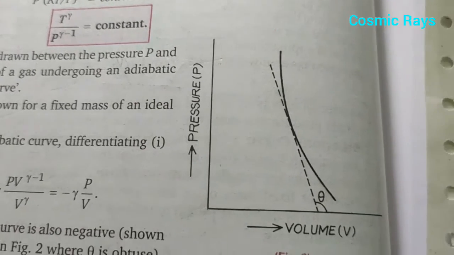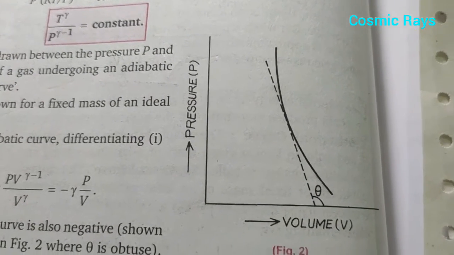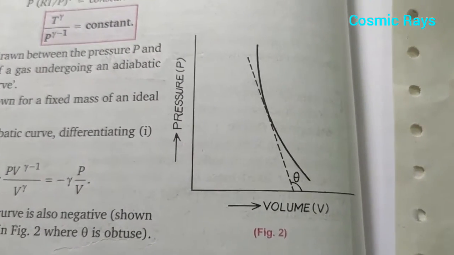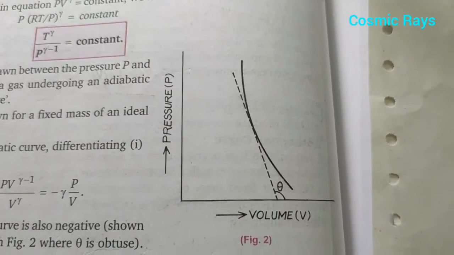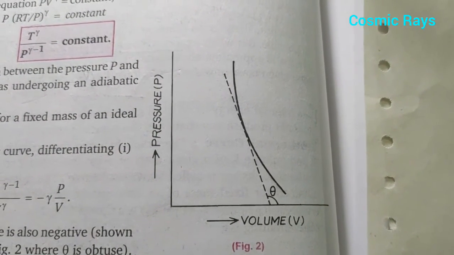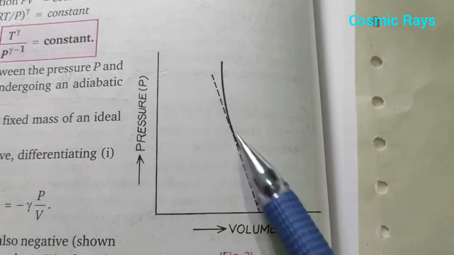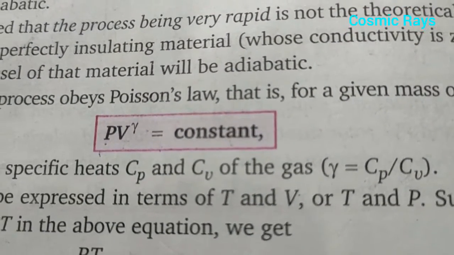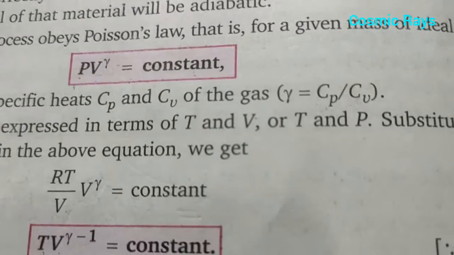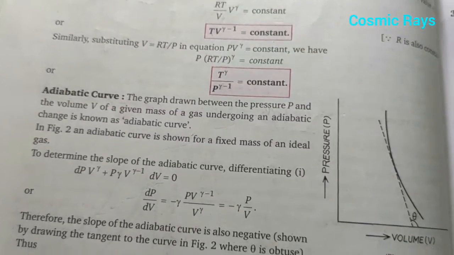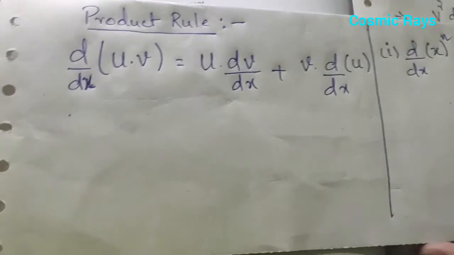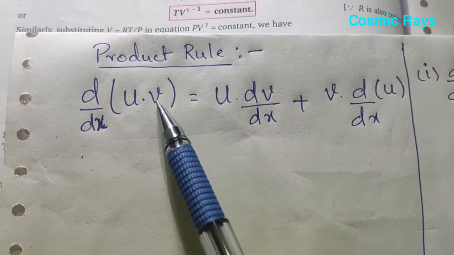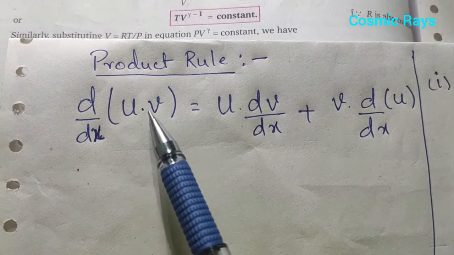Now if we plot a graph between pressure and volume for a given mass of a gas undergoing adiabatic change, then the graph is known as the adiabatic curve. And to determine the slope of this curve, we have to differentiate this equation PV to the power gamma equal to constant. For this differentiation we would again be using the product rule, which is d by dx of u dot v. So we assume this to be the first function and this to be the second function.